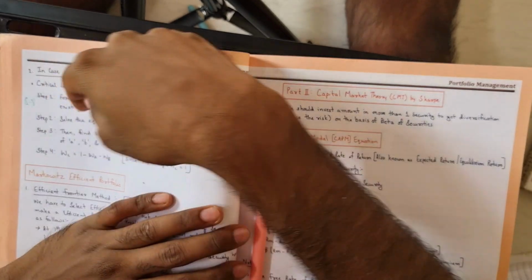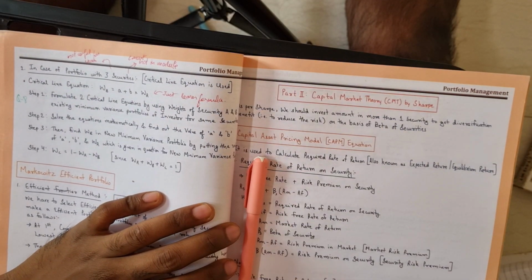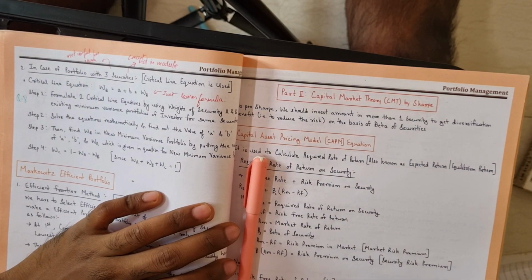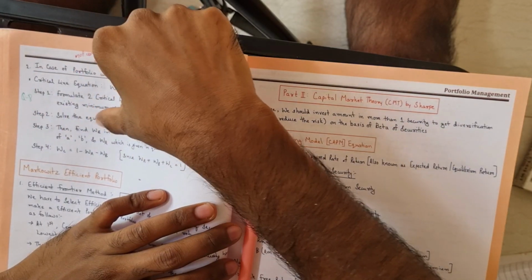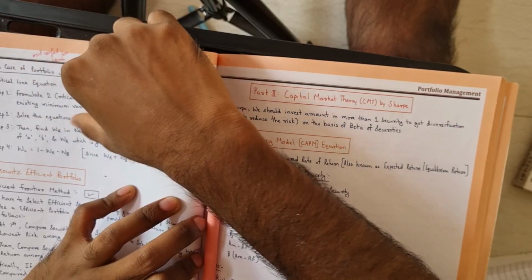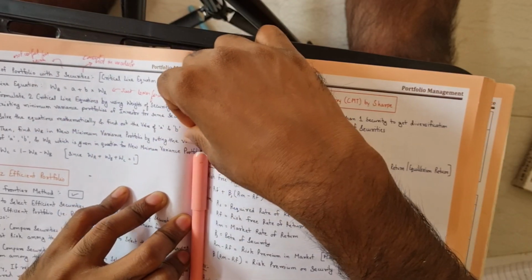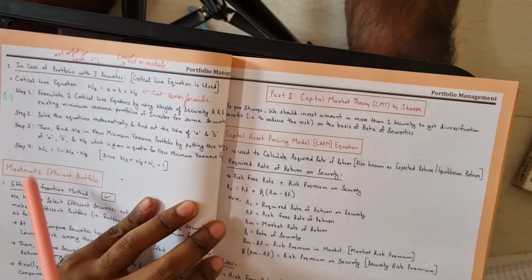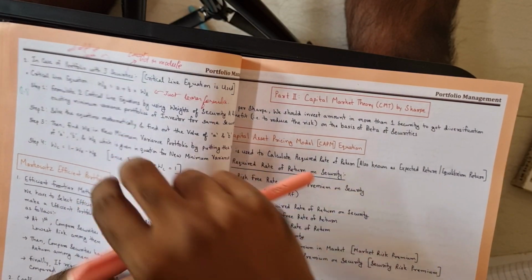Now we will solve the equations mathematically, okay, to find out the value of A and B, okay. So if you make 2 equations we can solve it, okay. We'll see it in question only. Then find weight of B in new minimum variance portfolio by putting the value of A and B and weight of A, which is given in question for new minimum variance portfolio. Step C, weight of C is equal to 1 minus weight of A minus weight of B, okay. We will see this in question, okay.